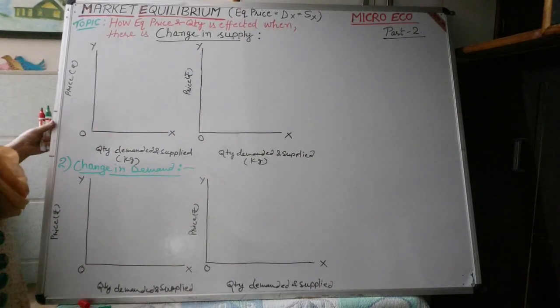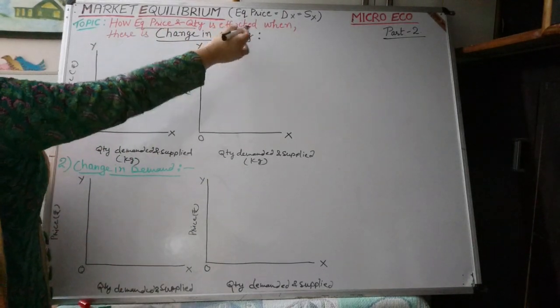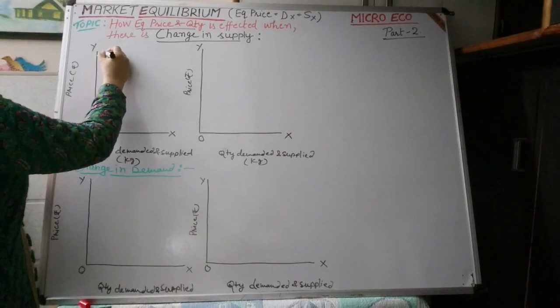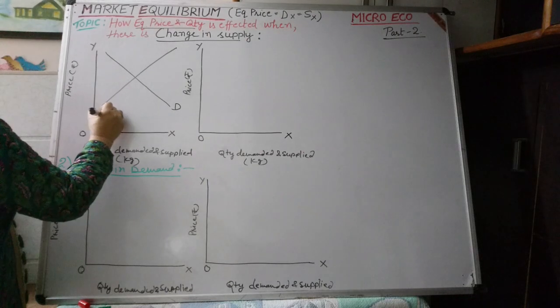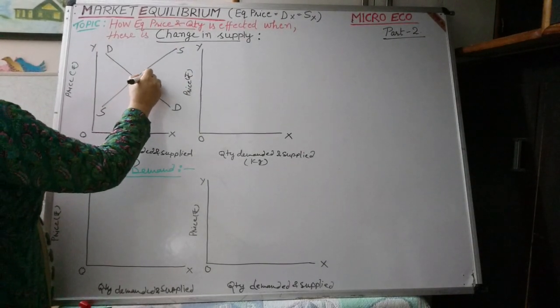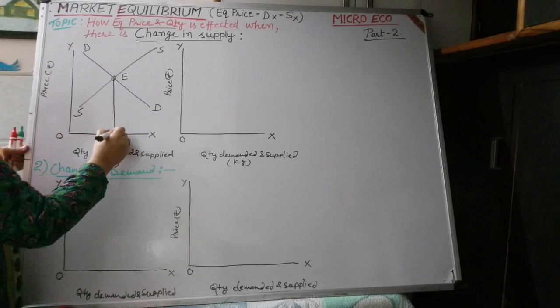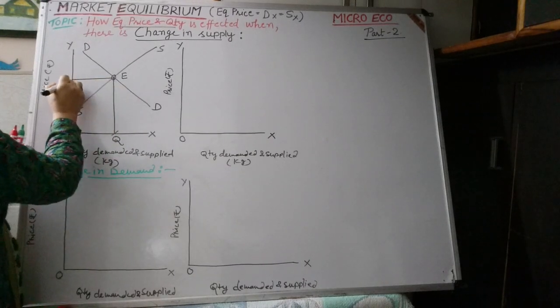In this video we will clear how equilibrium price and equilibrium quantity is affected when there is change in demand. So let us prepare first of all DD demand curve and SS supply curve. Both the curves intersect each other at point E. E will be the equilibrium point, OQ will be the equilibrium quantity, and OP will be the equilibrium price.